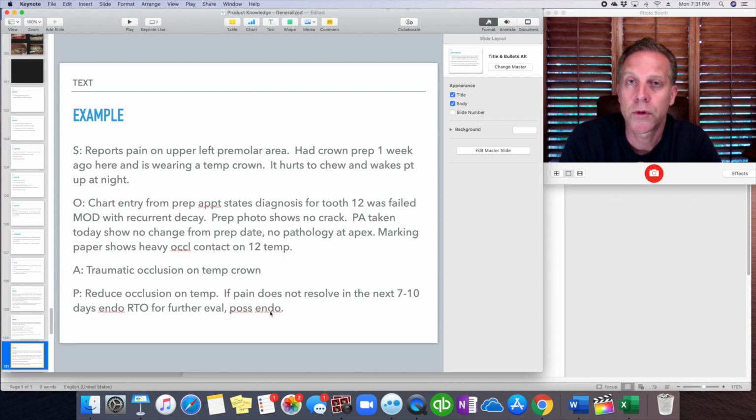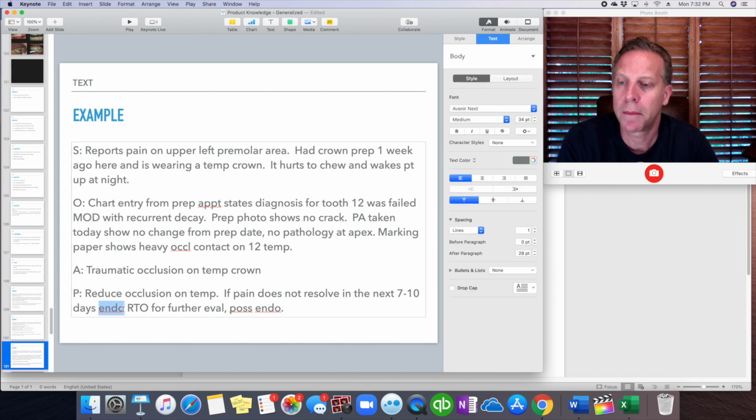The assessment, traumatic occlusion on temp crown. The plan, reduce occlusion on temp. Let me fix that slide. Okay, if pain does not resolve in the next 7 to 10 days, return to office for further evaluation, possible endo. So you can see in these 3 examples, all of them involve tooth number 12, but they had different diagnoses and different treatments that were performed for that tooth, all patient reported with pain.